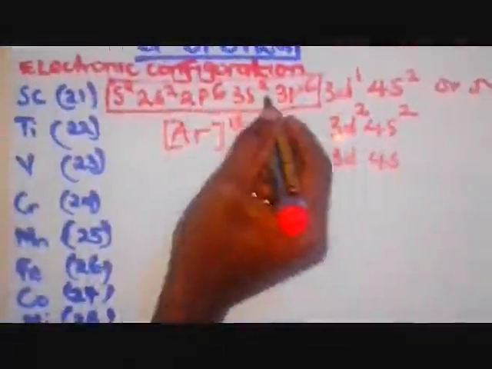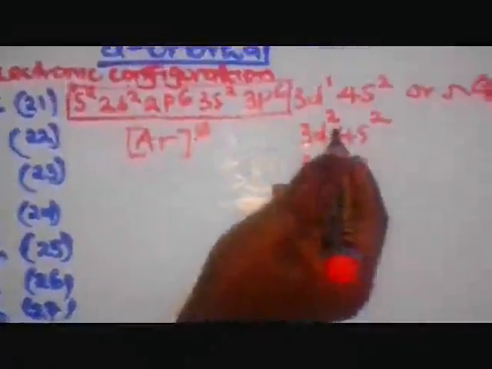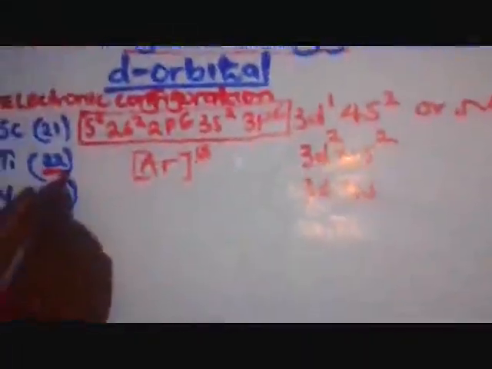But when this one is argon, where argon you have 18, 18 plus 2, that is 20, 22 for titanium. Then 18 plus 3, that is 21, that is for scandium.